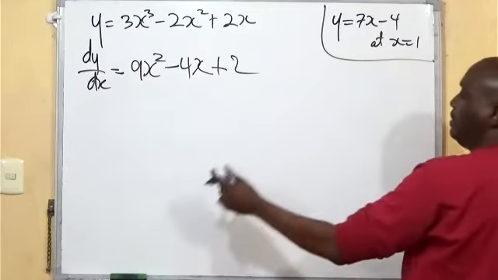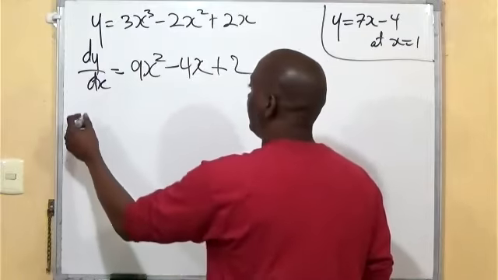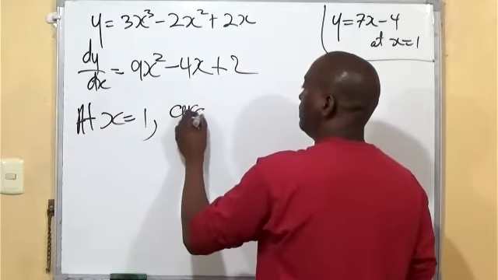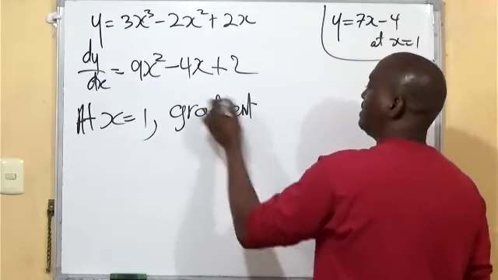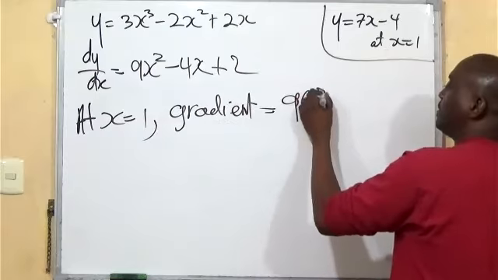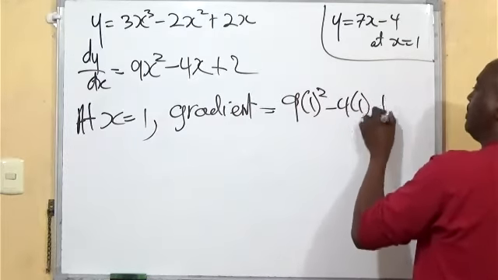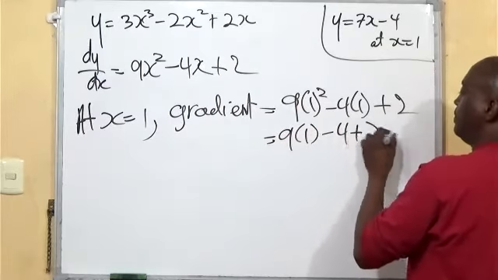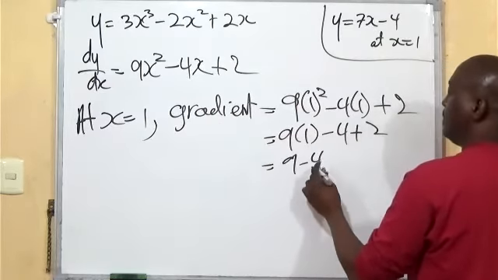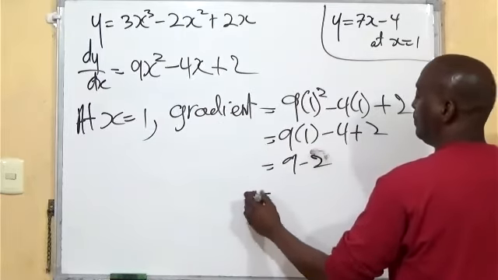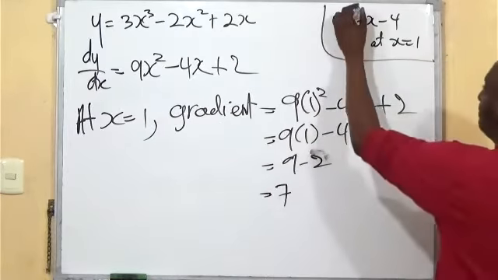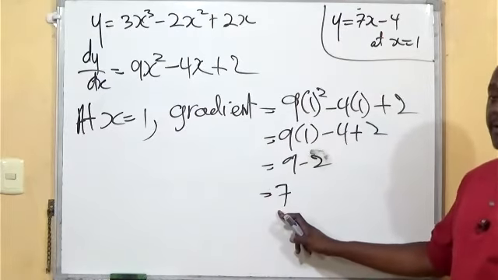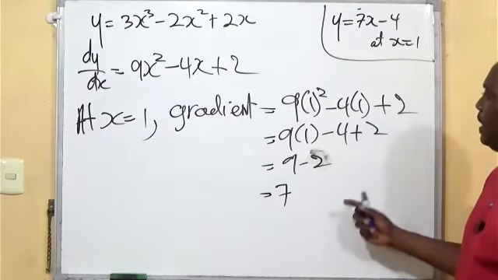So at x equals 1, your gradient, which is the same thing as dy/dx, is equal to 9 by 1 squared minus 4 by 1 plus 2, which is 9 by 1 minus 4 plus 2, which is 9 minus 2, which is equal to 7, right? Look at 7 right there, gradients. y is equal to mx plus c. So you're sure you're inside here already, right? All of this is what you had to go through.